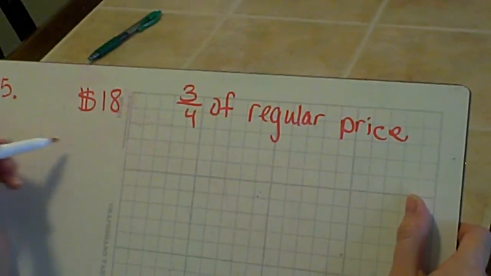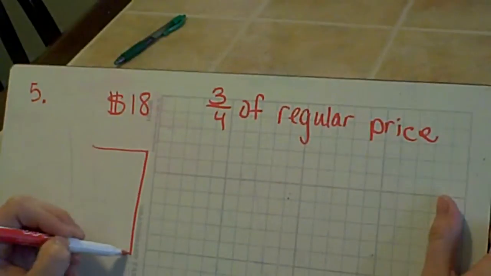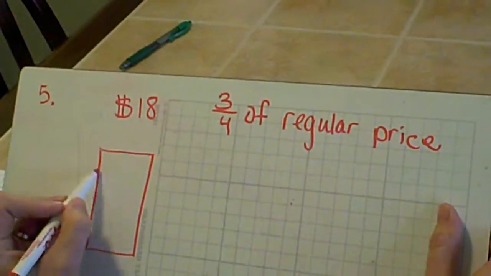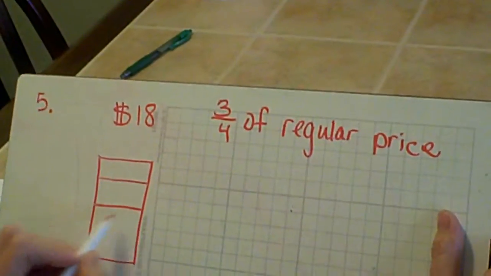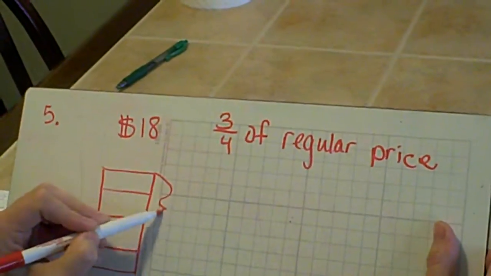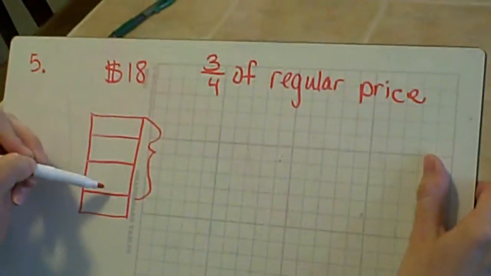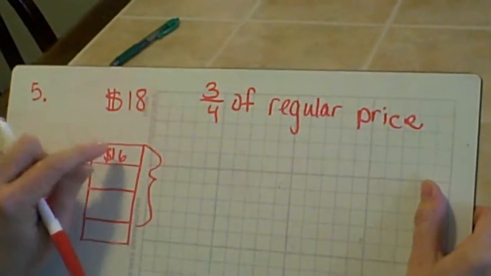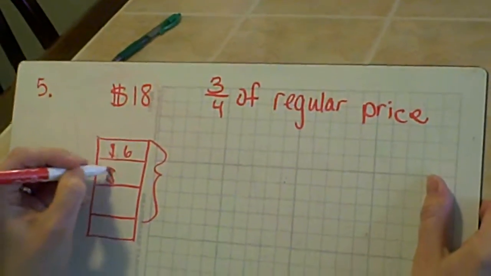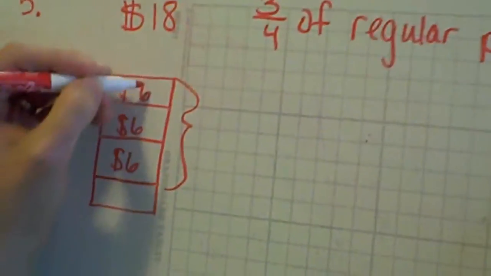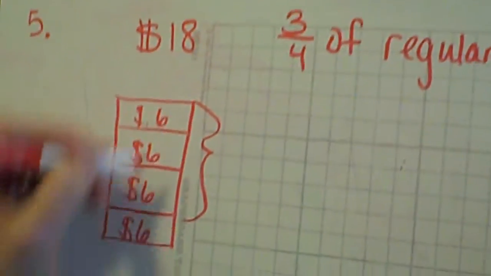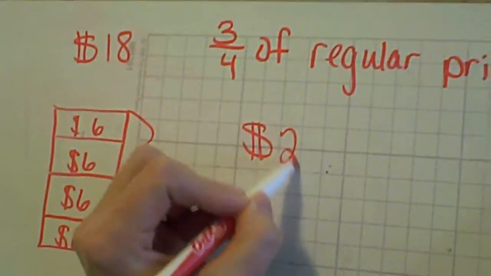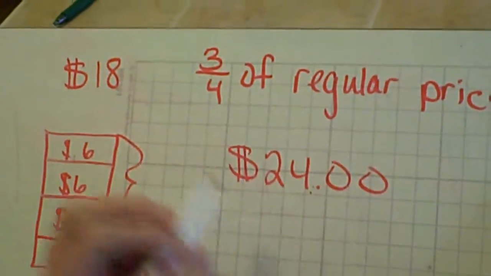The regular price. So what you can do is you can do that diagram, and since we know that 18 is 3/4, first of all, we still divide it into 4 sections because the 4 is on the bottom. Okay, the 18 fits into these 3 sections. So if we divide 3 into 18, we know that each one has $6. And there's the $18. But the whole thing is the regular price. So the regular price would then be, of course, $24. Okay? And so that's A.